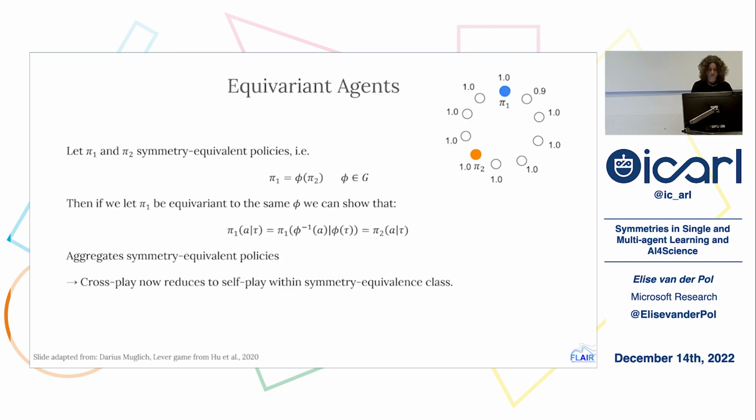So this means that we've aggregated the symmetry equivalent policies, and instead of having to think about crossplay, this now reduces to self-play within this symmetry equivalence class. I assume that this is still a little bit fake, but I promise you that the proof is in the paper. I didn't just make this up.